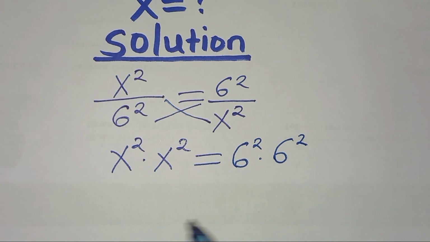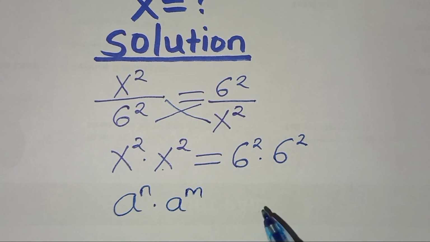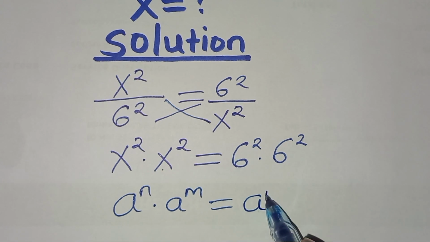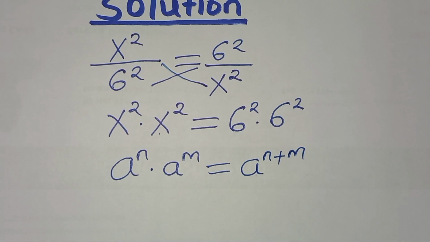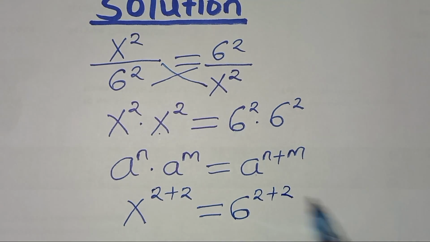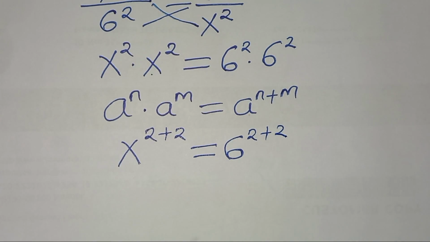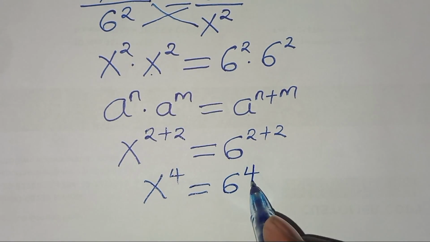The next step here, x to power 2 multiplied by x to power 2, this is in the form of a to power n multiplied by a to power m, which you can express as a to power n plus m. Now applying this exponent property, it follows that x to power 2 plus 2, this is equal to 6 to power 2 plus 2. So that now here we'll have x to power 4, this is equal to 6 to power 4.